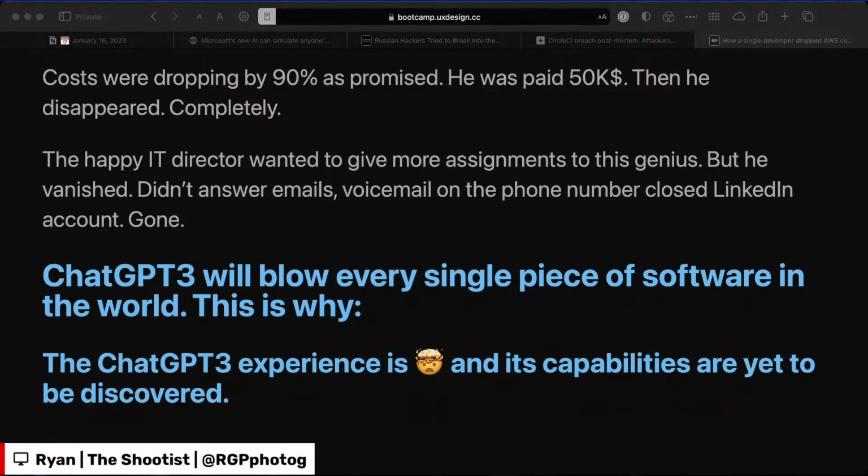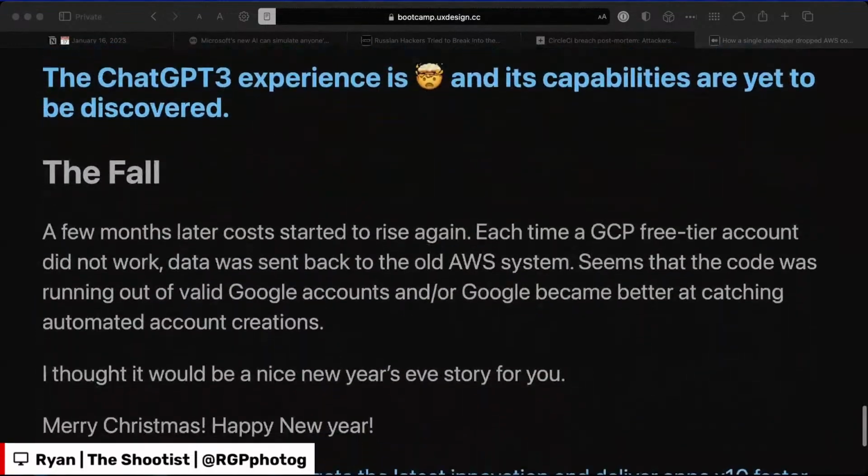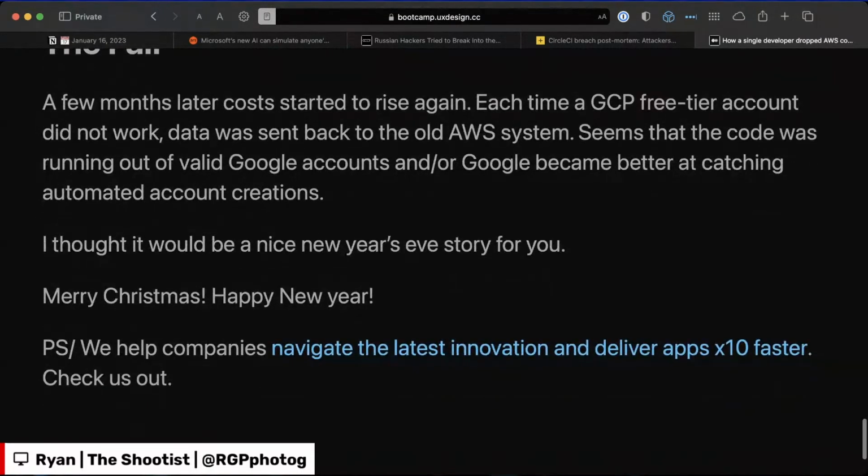Yeah, but keep reading, because after a while, the happy IT director wanted to give more assignments to this genius. He's like, what else can we trial? Can we have all of our clients be trial accounts too? But yeah, so it dies. Spoiler alert, Google's like, hold on, why are we loading up $90,000 in processing fees for some random company on trial accounts, with 1 million trial accounts?